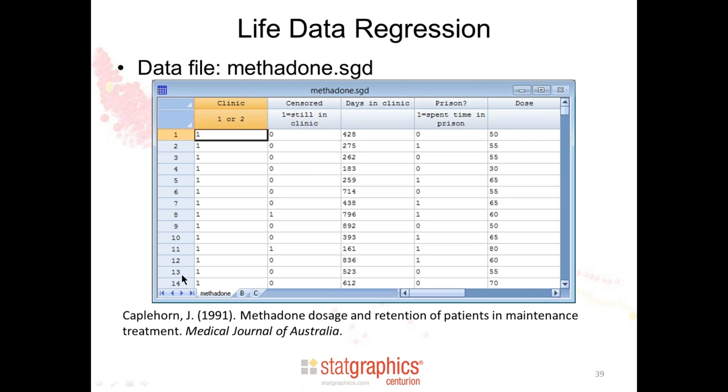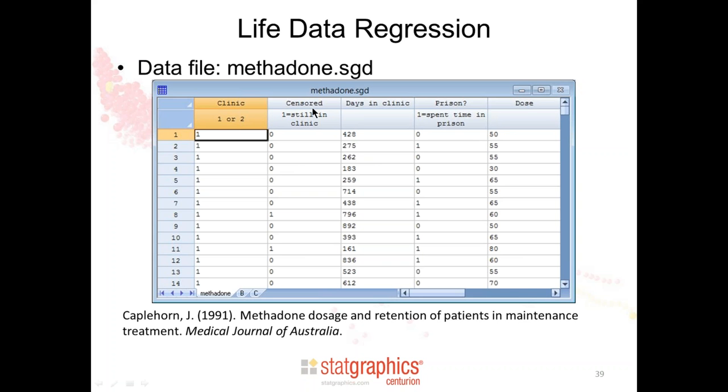The primary data of interest here is going to be days in clinic. Days in clinic is the response variable. It shows how many days a particular patient has stayed at the clinic, stayed in treatment. And you can see, for example, the first patient had been treated for 428 days, the second for 275 days, and so forth. Some of the data is censored.